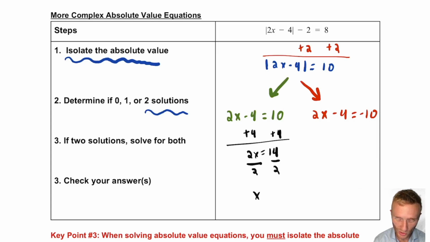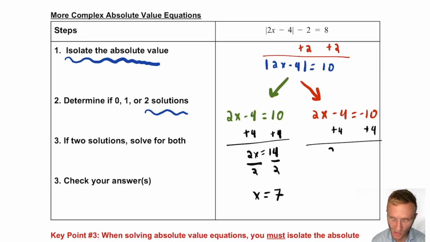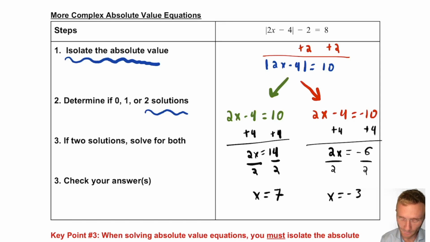One of our solutions is x equals 7. And our other solution, when we quickly solve this, you have to watch out for your negatives here. Definitely feel free to use a calculator if you find yourself making a lot of mistakes here while you're getting re-warmed up. Negative 10 plus 4 is negative 6. And dividing by 2, we have x is equal to negative 3.